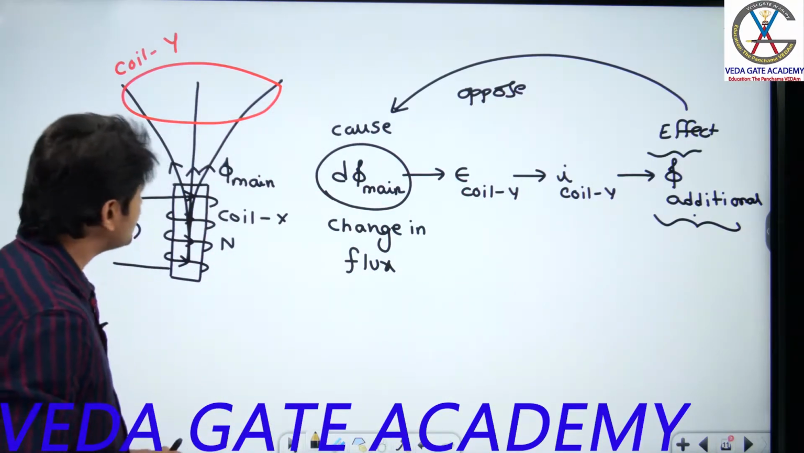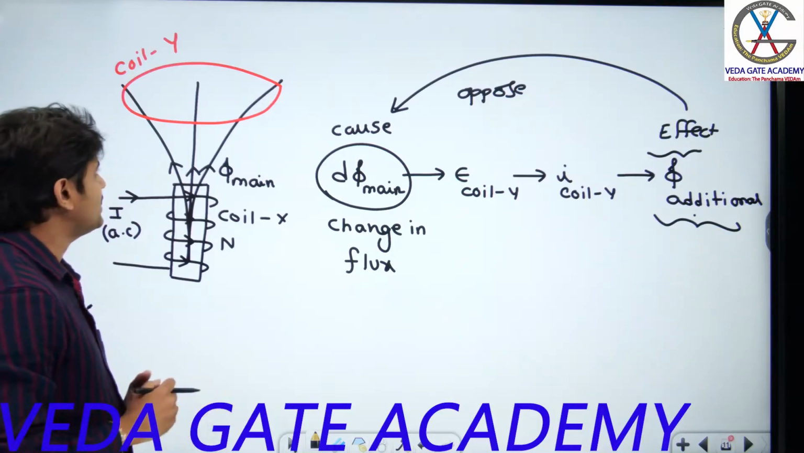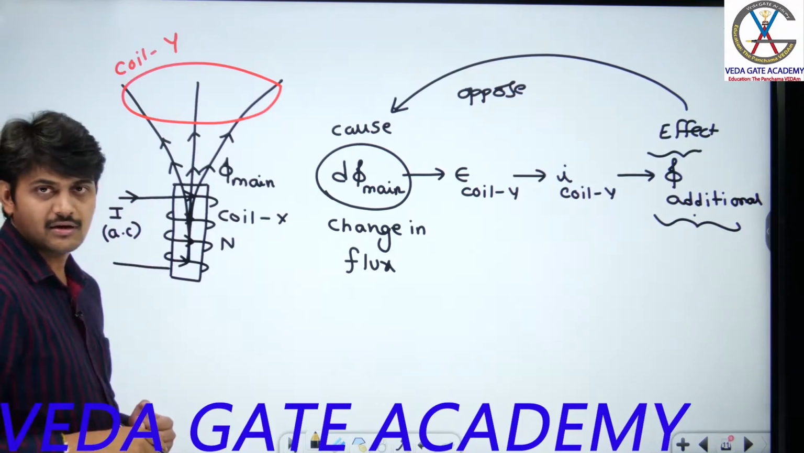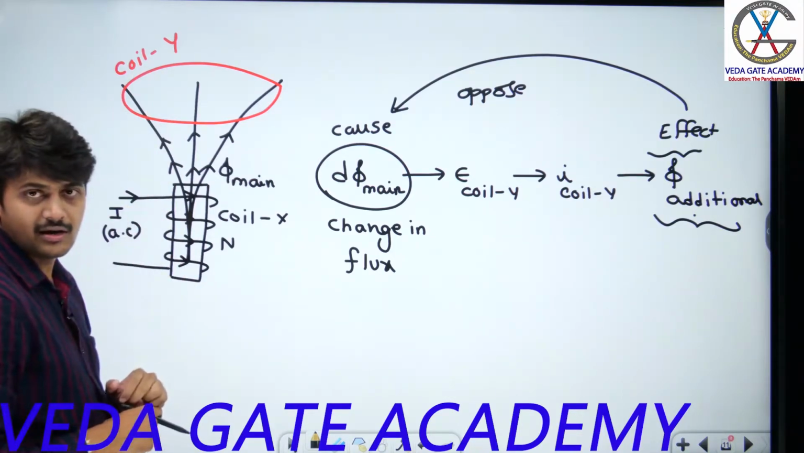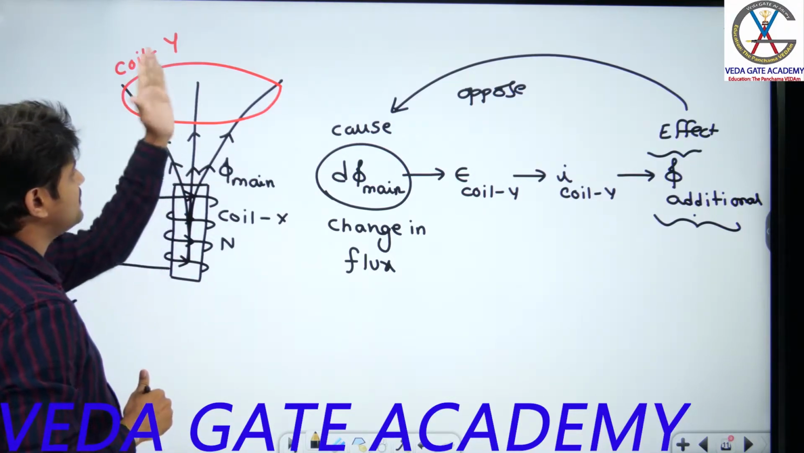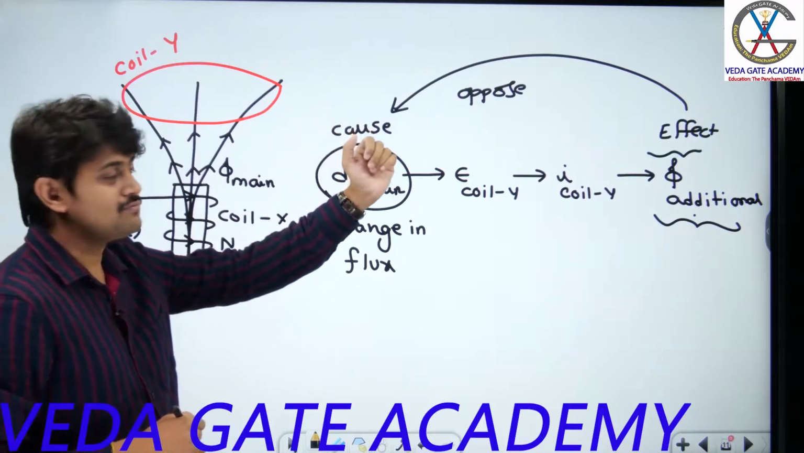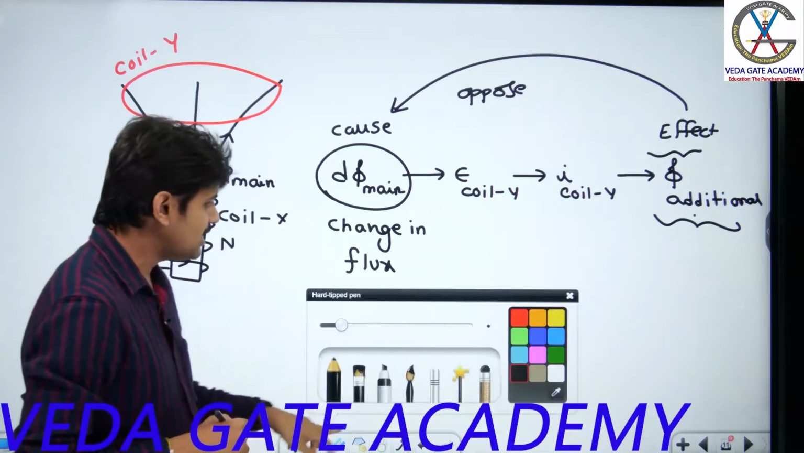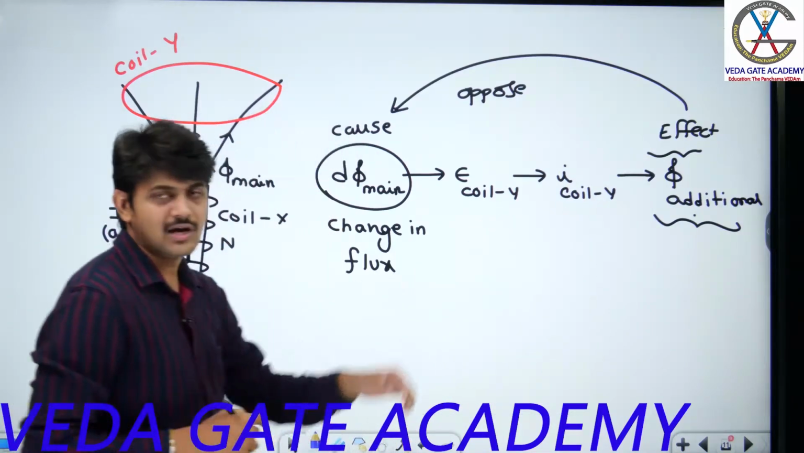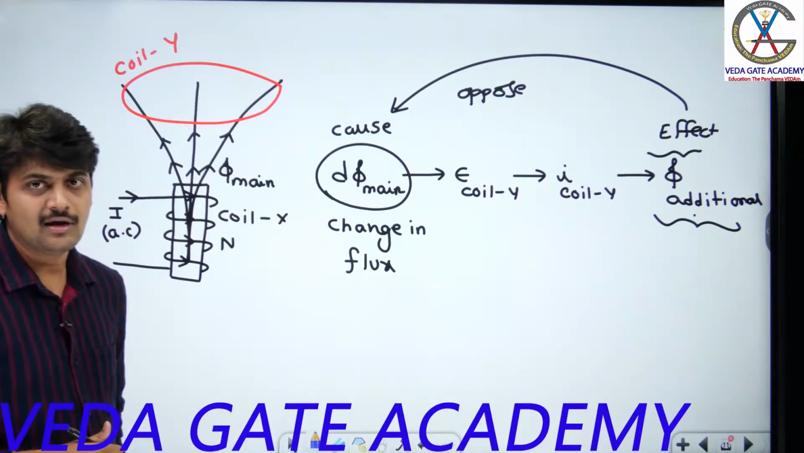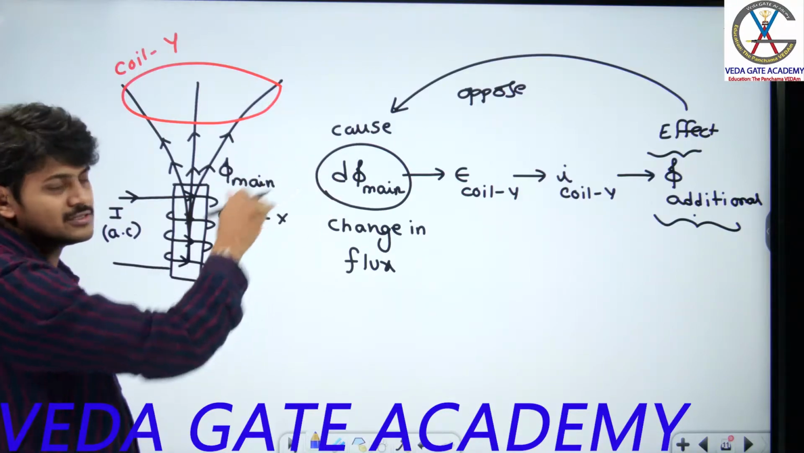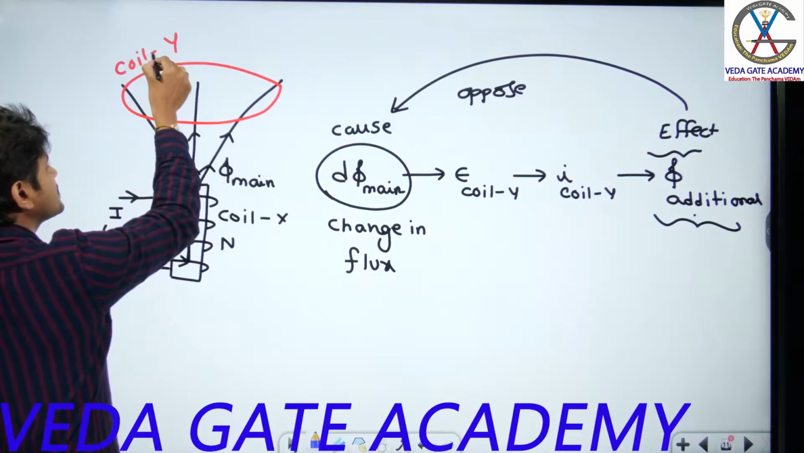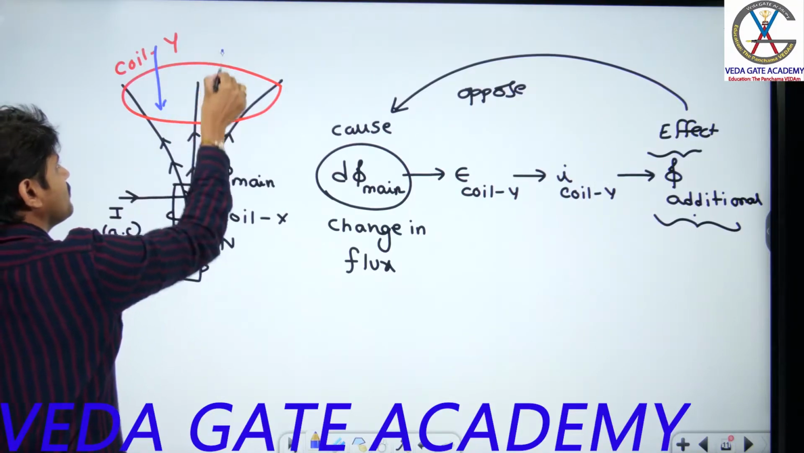Lenz law. So if you understand here, I can say my main field flux is flowing in this direction. As the main field flux is flowing in this direction, in which direction will the additional flux move? What is the direction of the additional flux to satisfy this Lenz law? According to Lenz law, my additional flux will oppose the change in flux linkages. So my additional flux will try to move in the downward direction.